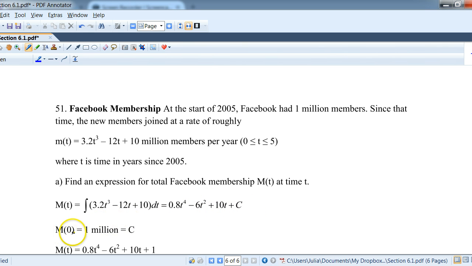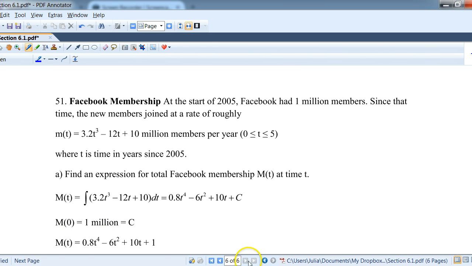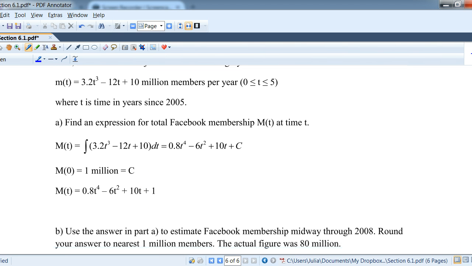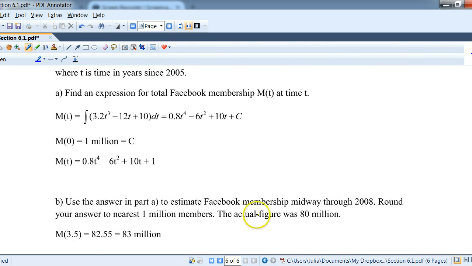And once again, M of 0 right at the start, there was 1 million. We're just going to write it as 1, and keep in mind that it's in millions. And this is the actual function. Again, make sure you add the 1 to it. And for part B, use the answer in part A to estimate Facebook membership midway through 2008. Round your answer to the nearest 1 million members. Because our function is in millions, we can just round it to the nearest whole number. The actual figure was 80 million. We'll see how close we get.